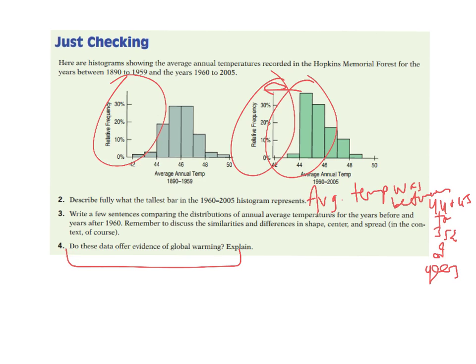So, with that in mind, it does not show evidence of global warming, mostly because it says in the 1960 graph, there are actually going to be some temps that are a little bit lower. So notice that there's more in the lower temp category.